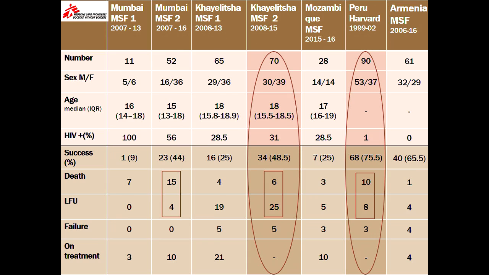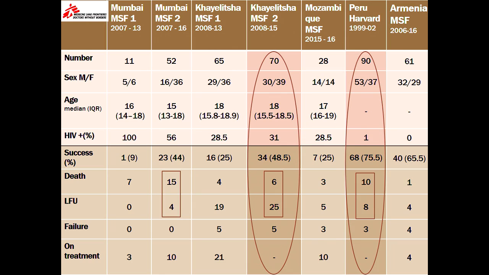I would also like to draw your attention to the death and loss to follow-up in Mumbai, because we have a good tracing system for patients lost to follow-up. We were able to ascertain more deaths, 15 and 4. Our colleagues in Khayelitsha report more loss to follow-up than deaths, 25 and 6. Again, these are very raw data. I hope that we will try to pool them together and standardize the definitions and look at the outcomes in adolescents more carefully. But I think what is interesting is that maybe the situation is not as bad as we thought.